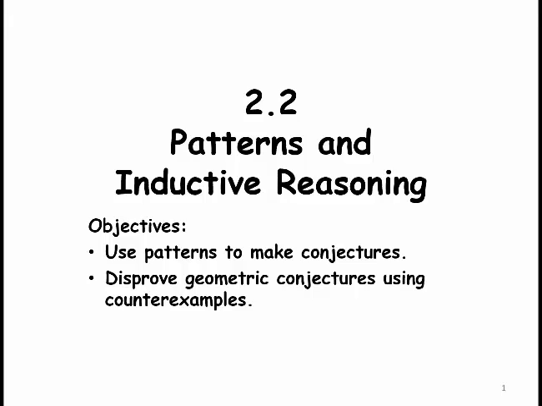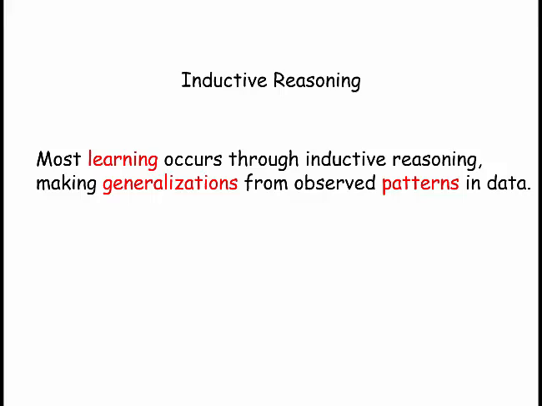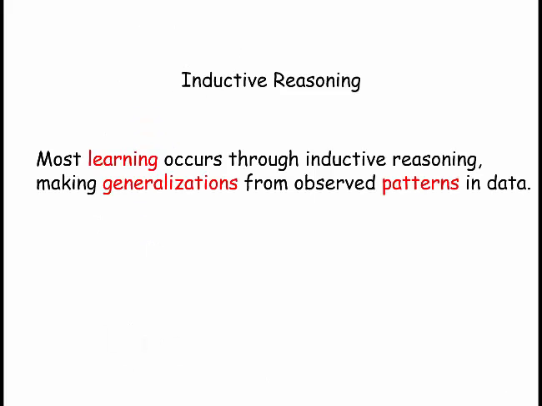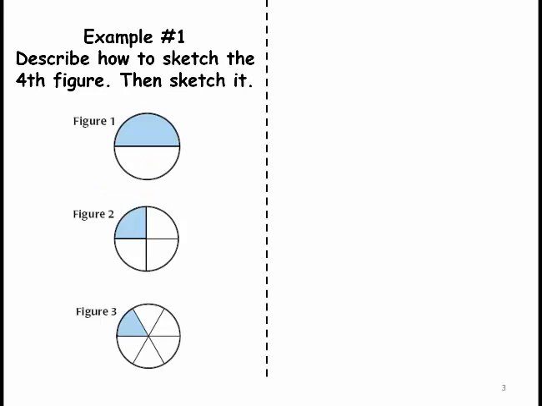And that'll probably be the most difficult part of this lecture, but I'll try to provide you with a bunch of examples of counterexamples. All right, so what is inductive reasoning? So most learning occurs through what we call inductive reasoning, and this is making generalizations from observed patterns in data. All right, so let me show you some examples of inductive reasoning and forming generalizations from observed patterns.